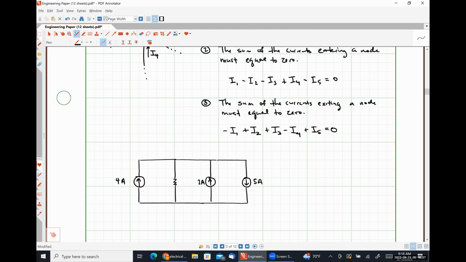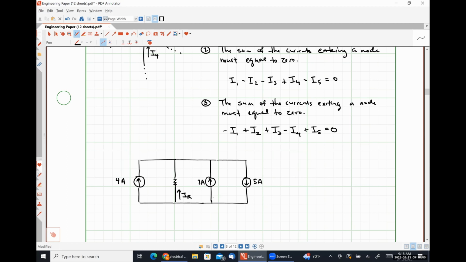And we're trying to find the current flowing through the resistor. Somebody say up or down? Up, okay. So here is our resistor current that we're trying to solve for. So this is an example of a single node pair circuit.